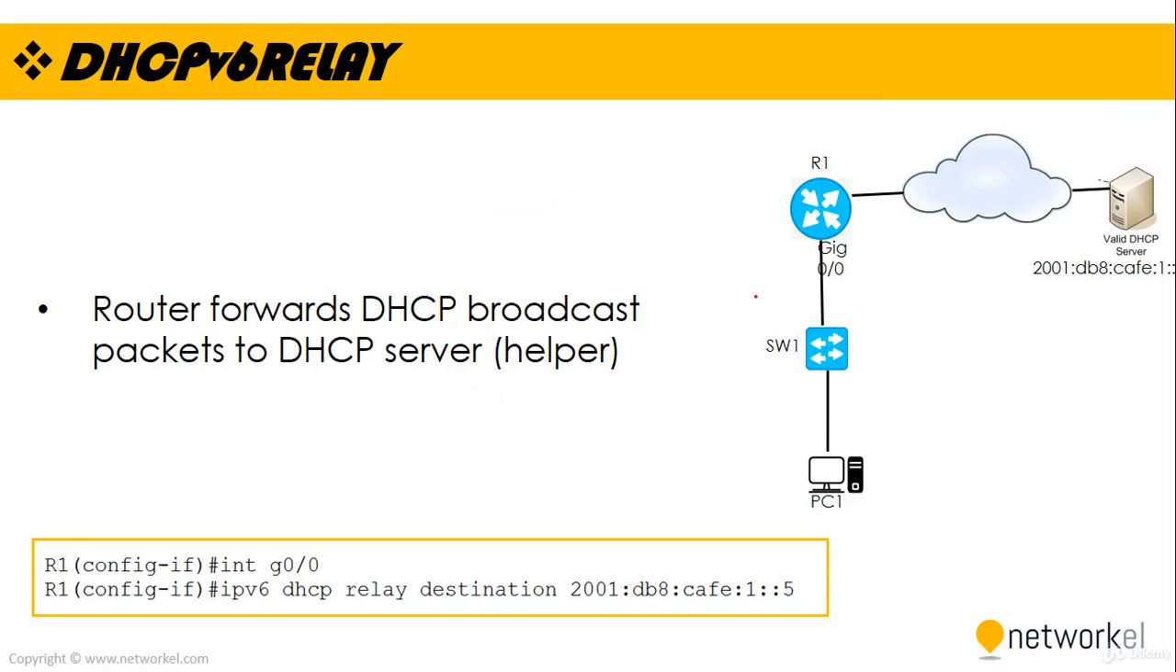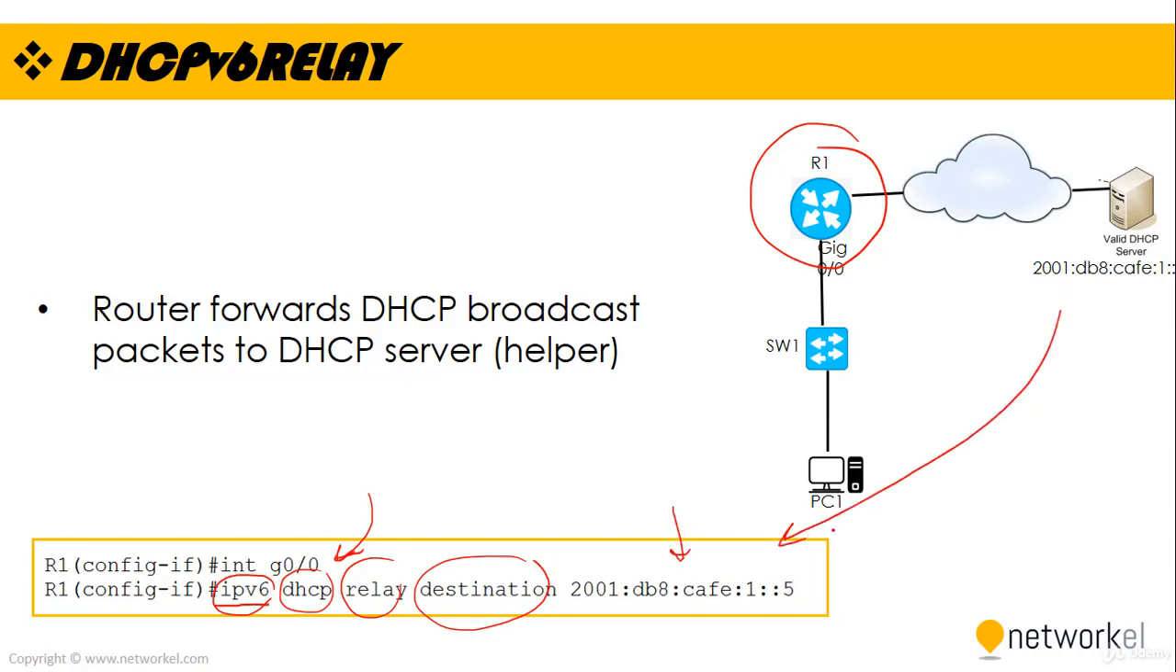We can also use our router as a DHCP version 6 relay, and the router here forwards the DHCP broadcast packets to the DHCP server. Here is the configuration of the DHCP relay in IPv6 networks. We get into the interface mode again, and this time the command is ipv6 dhcp relay destination followed by the IP address of the remote DHCP server.